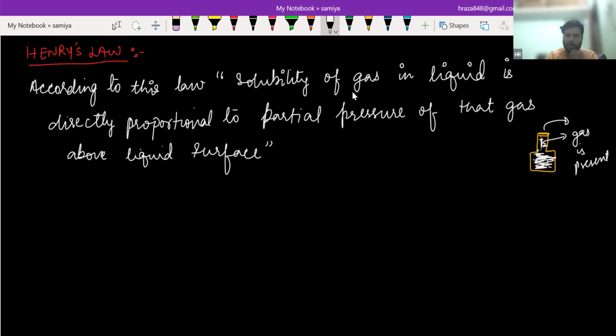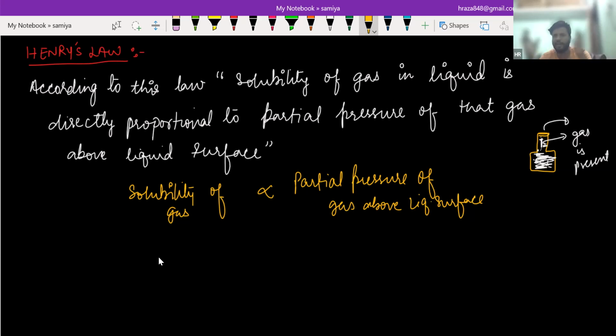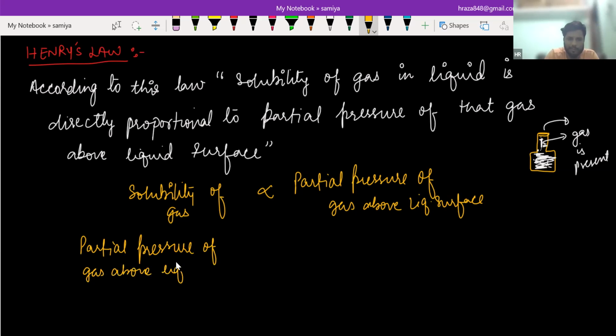So according to Henry's law, I'm going to write it as a mathematical equation. Solubility of gas is directly proportional to partial pressure of gas above liquid surface. I can also write partial pressure of gas above liquid surface directly proportional to solubility of gas. Can I write it?